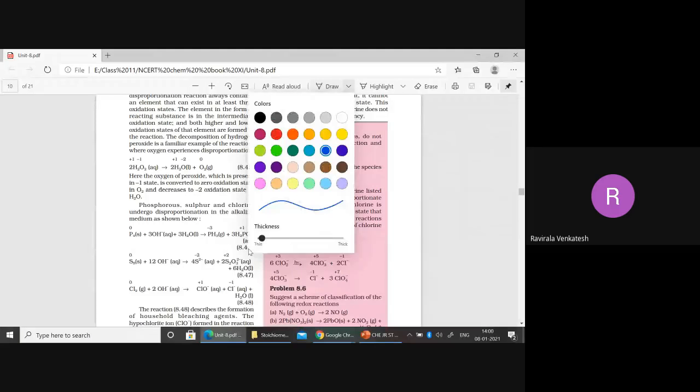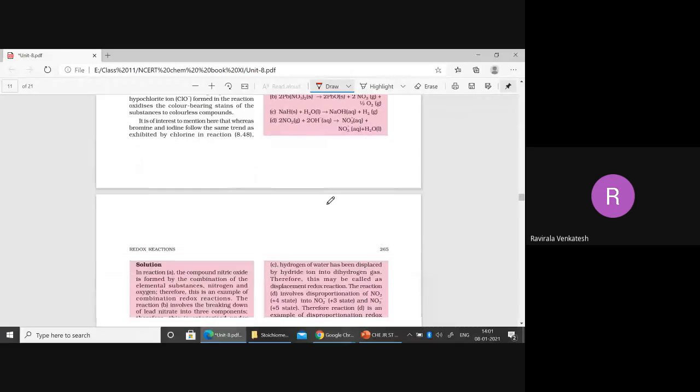You try this problem, 8.5, all of you. After the class, you write it in the notebook. Take this as homework. The answer is already there, you read the answer and take it down. This one, 8.6, take as homework. Classify the different types of redox reactions. You have to classify that one.